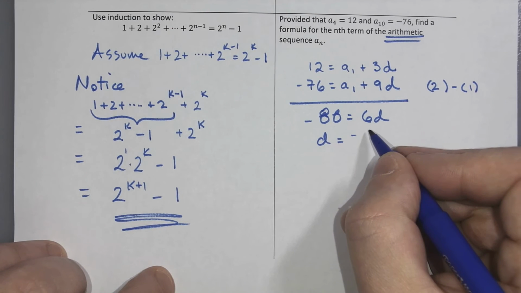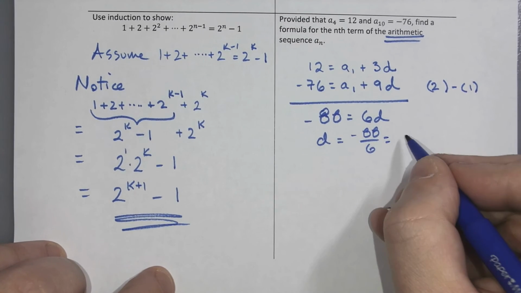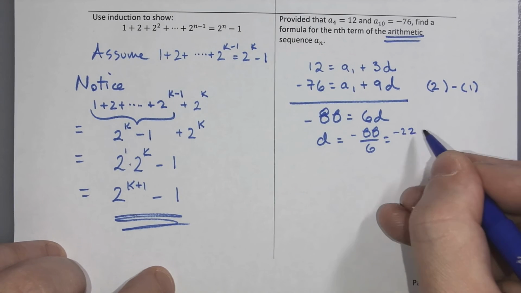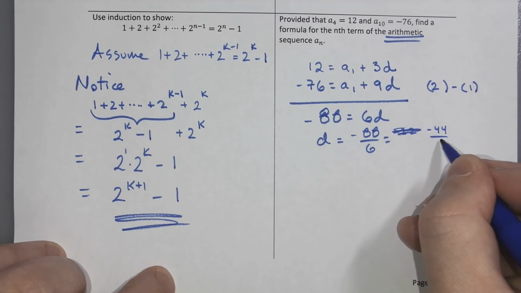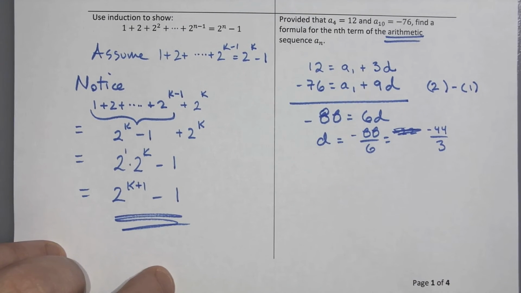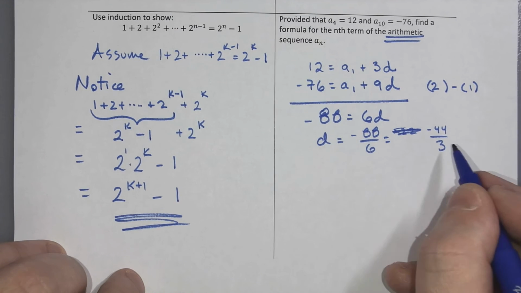Okay, let's go negative 88 over 6. Don't be racist against numbers, right? They're all good. Divide by 2, and divide by 2. So it looks like 44 thirds is our common ratio, or the common difference in this case.